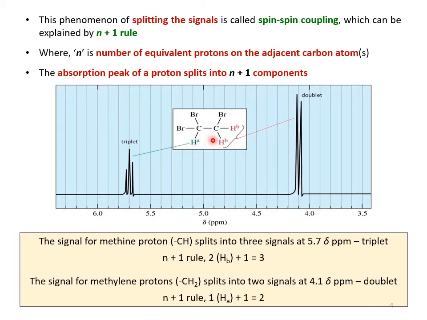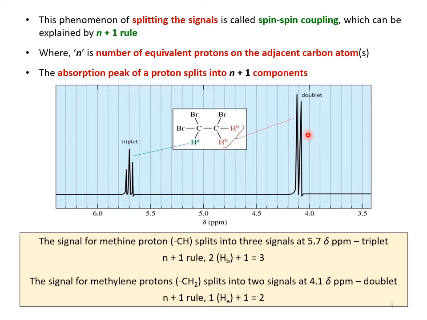Similarly, for these methylene protons, it has a methine carbon having one proton. These methylene protons are bonded to the carbon atom which is adjacent to the carbon atom having only one proton. Therefore, n plus 1 rule, 1 plus 1 gives 2. Therefore, the signal for the methylene protons splits into 2.